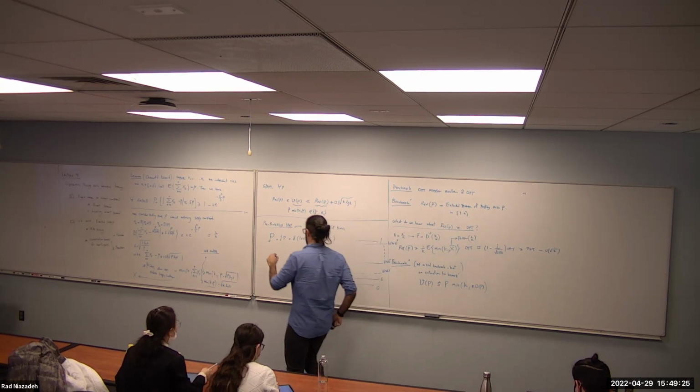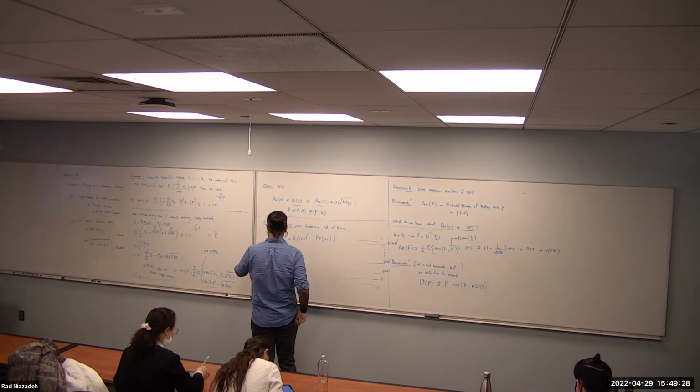So first of all, what do we know about the cardinality of this set? Imagine delta is a small number.